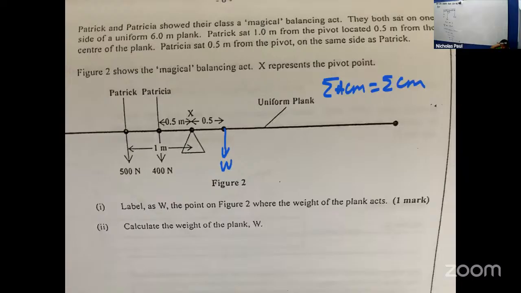Can you identify which are clockwise and which are anti-clockwise? Adrian, which are clockwise then? And which are anti-clockwise? Okay, very good. Work it out fast. Let's see what you got.